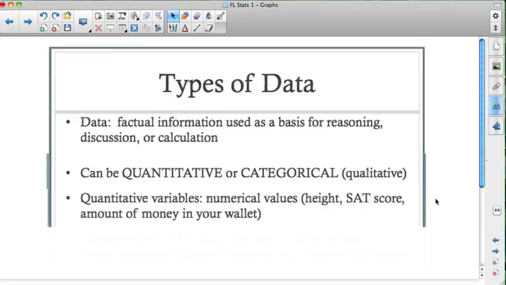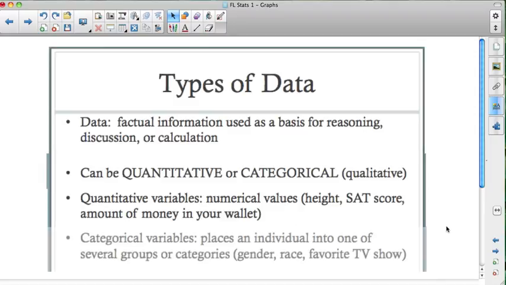Quantitative variables or quantitative data use numerical values like gathering information on people's heights or people's SAT scores or how much money people have in their wallet. Whereas categorical data or qualitative data places an individual into one of several groups or categories. For example, I might gather information on how many people of each gender there are in a particular class, or information about race, or information about people's favorite TV show.